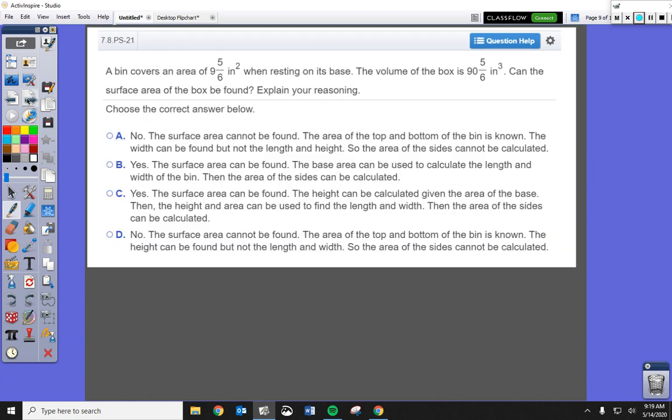A bin covers an area of 9 and 5/6 square inches when resting on its base. The volume of the box is 90 and 5/6 cubic inches. Can the surface area of the box be found? Well, it says the base. It rests on the base, so volume equals area of the base times the height. The volume is 90 and 5/6, equal to the area of the base, which is 9 and 5/6, times the height.